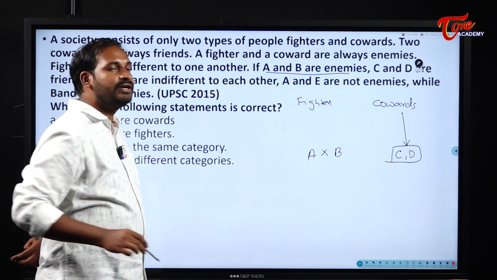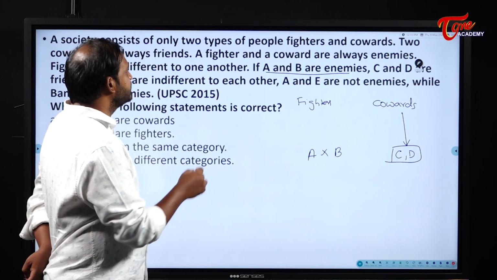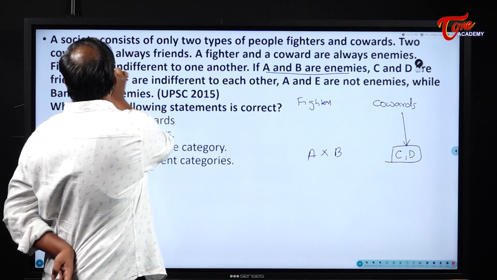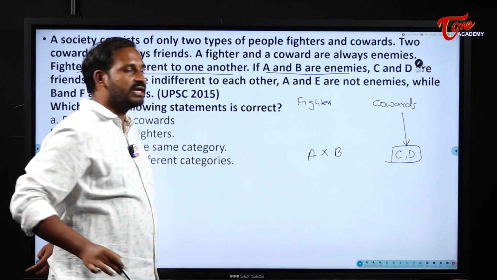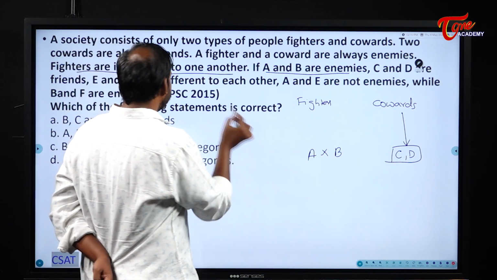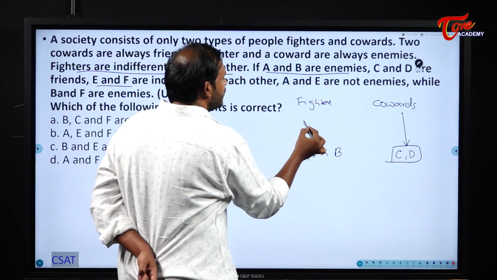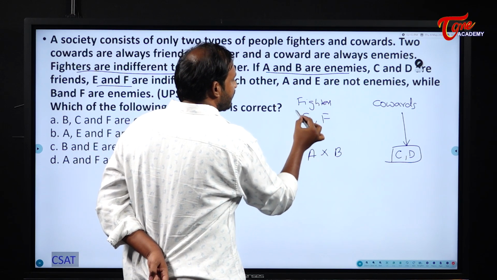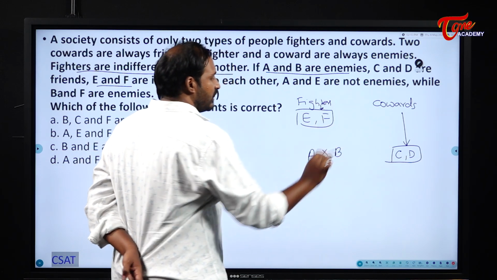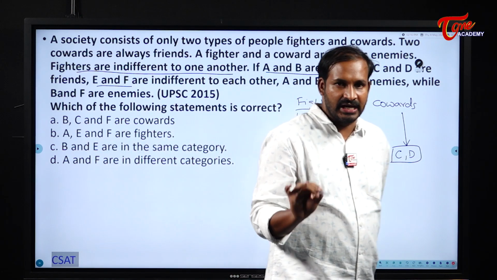E and F are indifferent to each other. Who will be indifferent from each other? Fighters are always indifferent to one another. That means I can write E and F are fighters. C and D are cowards. Still we don't know about A and B as of now.